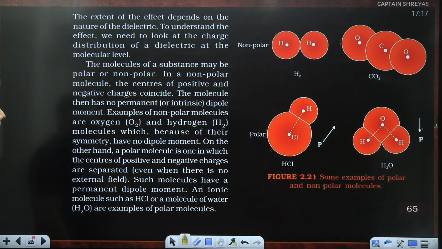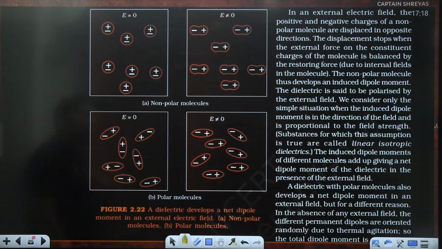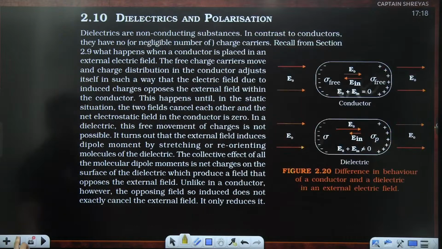To understand the effect, we need to look at the charge distribution of a dielectric at the molecular level. The molecules of a substance may be polar or non-polar. In a non-polar molecule, the centers of positive and negative charges coincide. The molecule then has no permanent dipole moment. Examples are O2 or hydrogen, which, because of their symmetry, have no dipole moment. On the other hand, in polar molecules the centers of positive and negative charges are separated, and such molecules have a permanent dipole moment. Ionic molecules such as this are examples of polar molecules. Okay, so we'll come to that now.